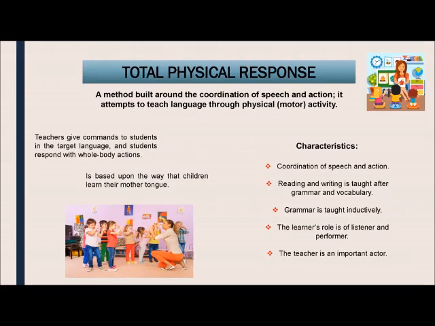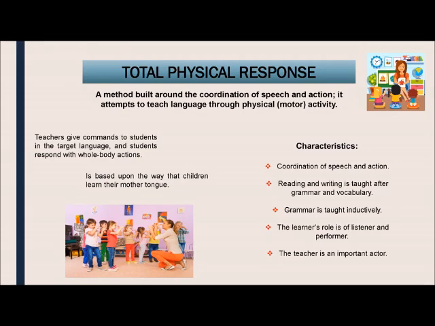The total physical response was a method developed by Professor James Asher and is based on the relationship between language and its physical representation or execution. This method emphasizes the use of physical activity for increasing meaningful learning opportunities and language retention. It has the belief that comprehension abilities precede productive skills. There is no expectation to produce the language, so it takes the pressure off the learner and facilitates learning.